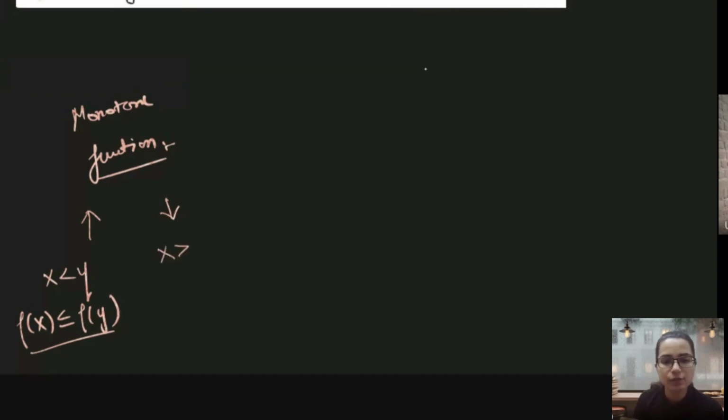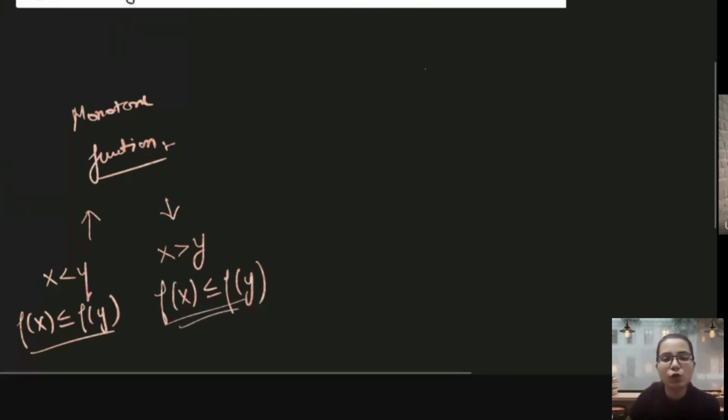And in a similar way, if you have x greater than y, you have f of x less than or equal to f of y. This is a monotonically decreasing function. Okay, a constant function can also lie in the category of monotonic functions. But when you talk about monotonically strictly increasing functions or monotonically strictly decreasing functions, you cannot have this criteria.